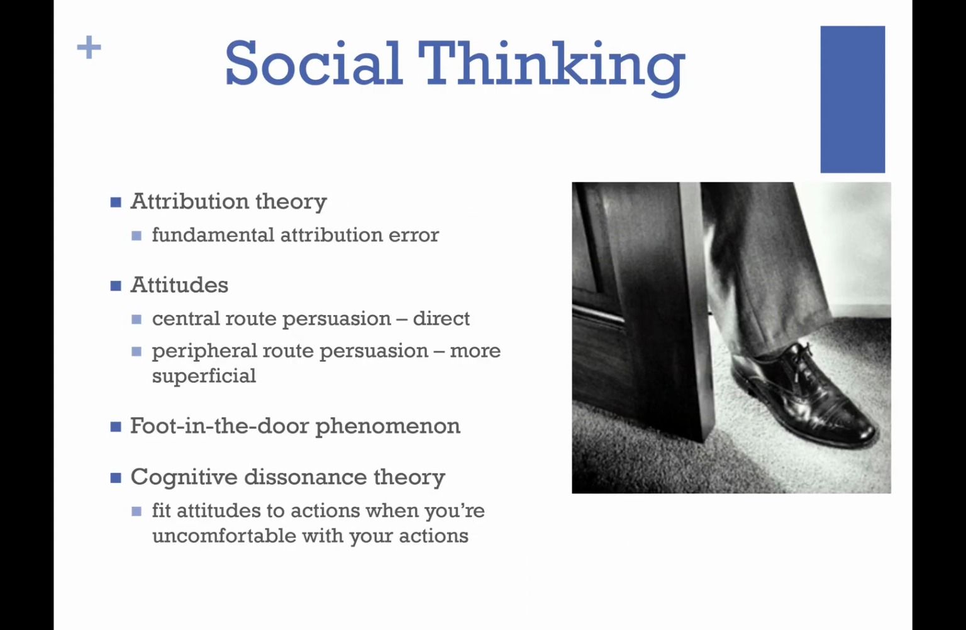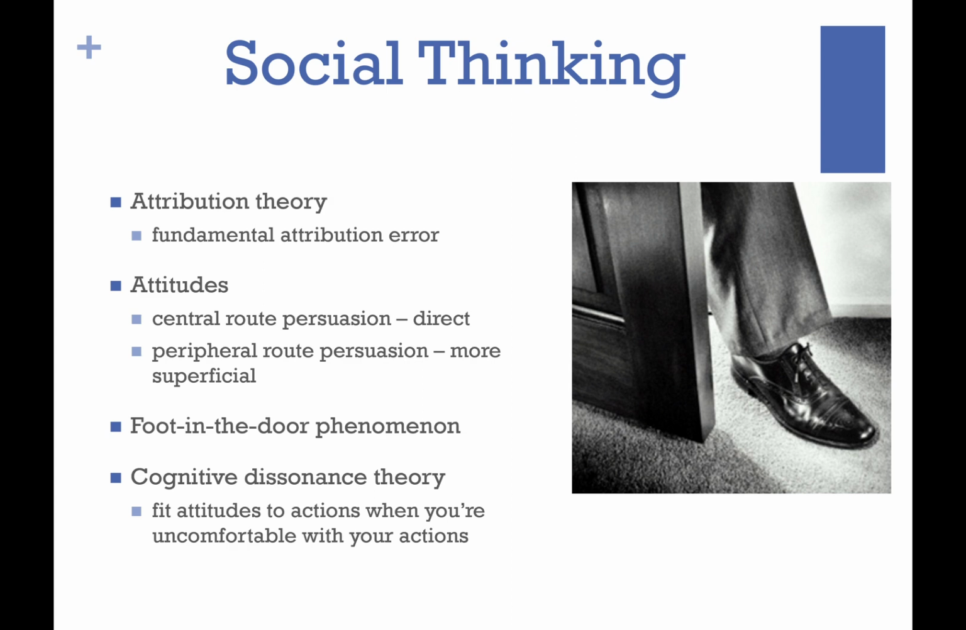Social thinking. The chapter starts out with attribution theory, attitudes and actions. Inside of attribution theory, you have fundamental attribution error, which is the concept that people will overestimate how much you can blame a person's disposition for a situation. For instance, whether it's poverty or homelessness, or something along those lines. Fundamental attribution error is the idea that you cannot blame the person as much as the situation.